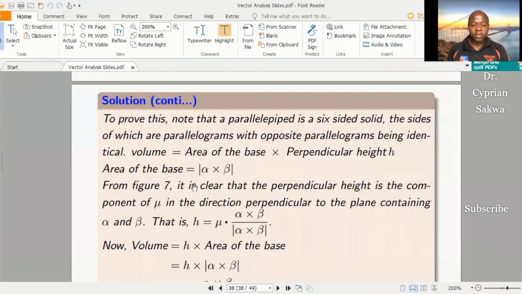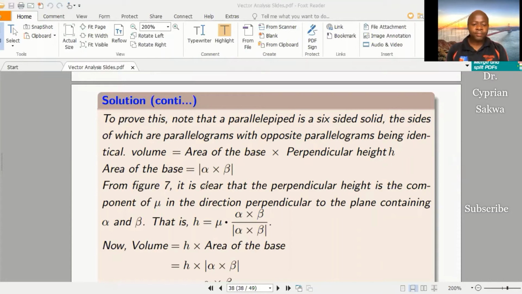Just to repeat what I've already said, a parallelepiped is a 6-sided solid, and the sides are parallelograms. Those faces are parallelograms, and the opposite parallelograms are identical. And so the volume will be given by base area times perpendicular height. And the base area is known to us, is this.